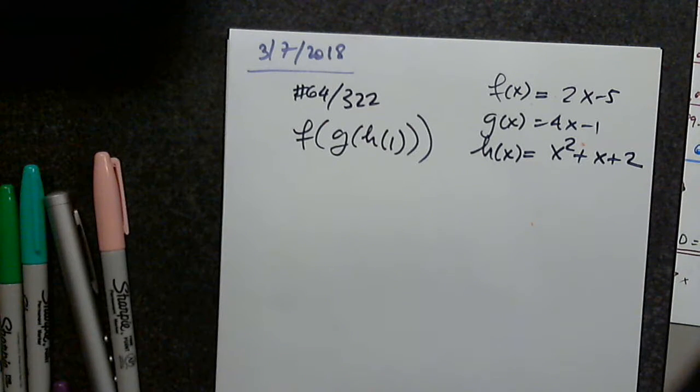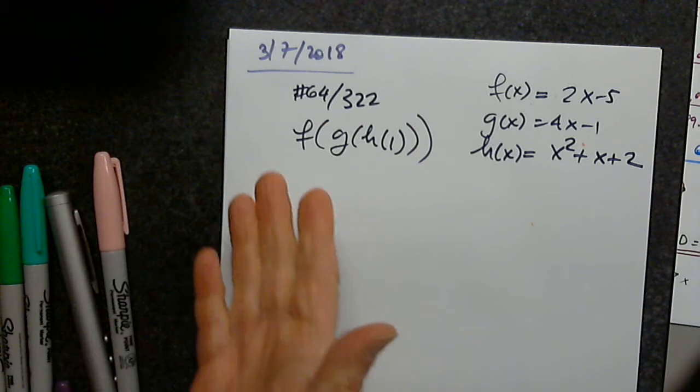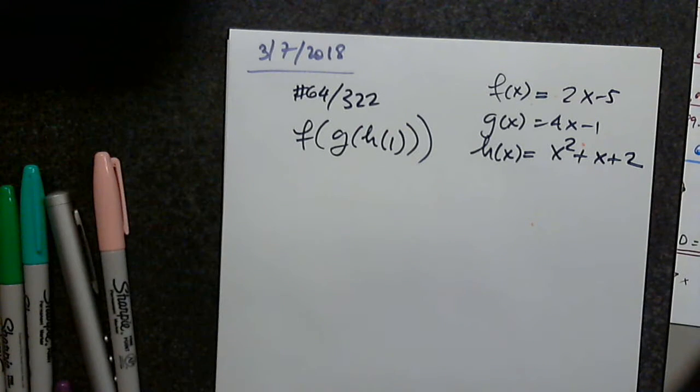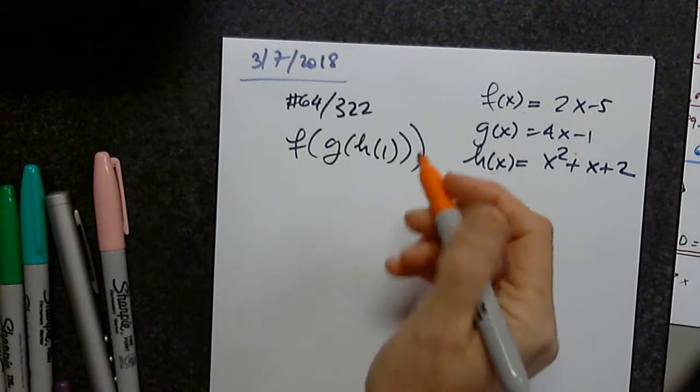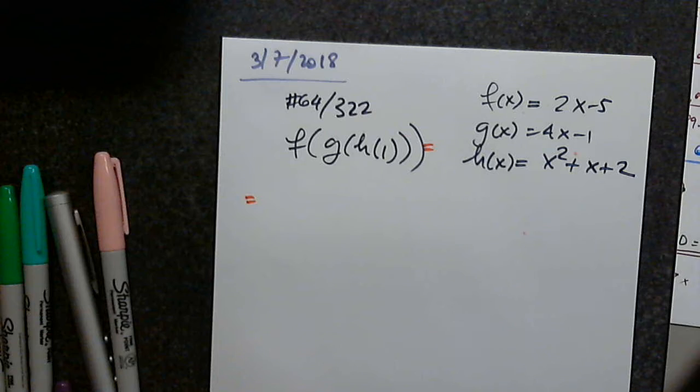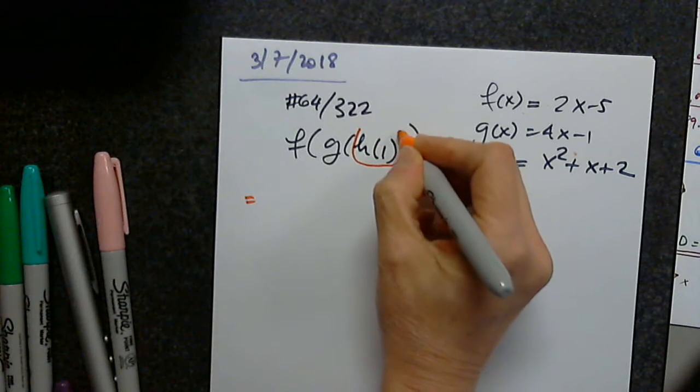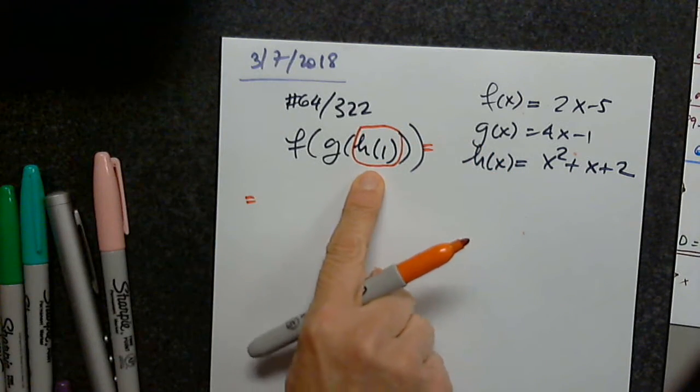Okay. For such a question of f of g of h of 1, I have two ways. One way would be to find this function, f of g of h, and then at the end plug in 1. Which would be a good way, but a little bit longer. Now, if I'm only interested in this, then I will start where? Of course. I have to start with the innermost function. This is the innermost function.